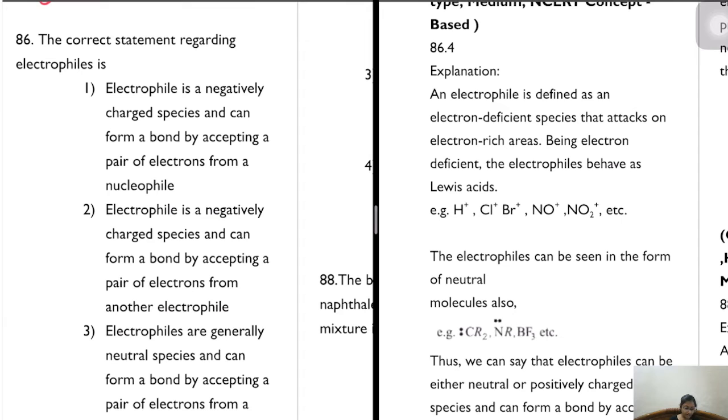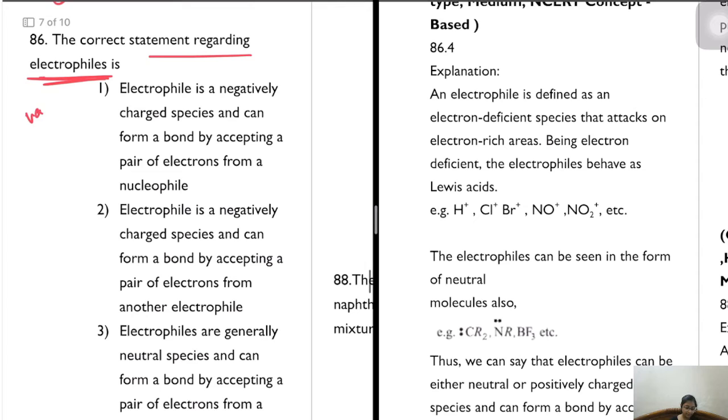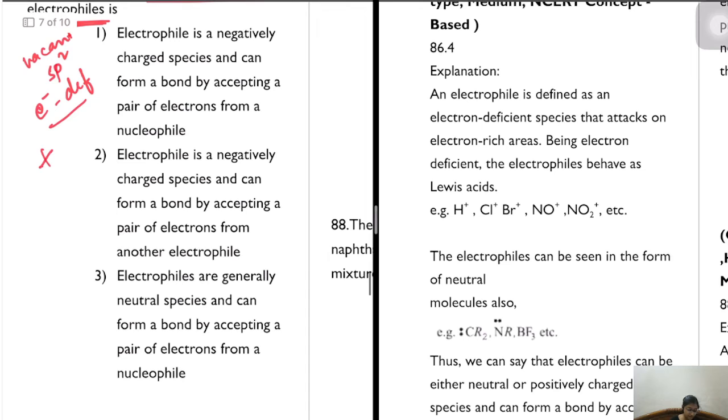Now let's see the next question. The correct statement regarding electrophiles. We already know about electrophiles. They have a vacant orbital. They have sp2. Then they are electron deficient or neutral. Electron deficient, that is positive charge, but they are always electron deficient. For example, BF3 is electron deficient, but it does not have a positive charge. But it is an electrophile. It has a vacant orbital.